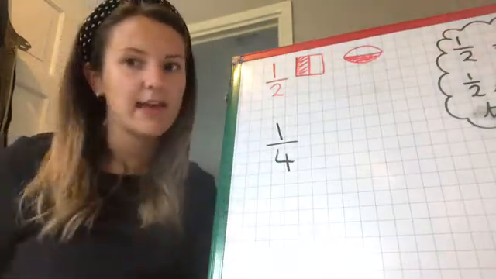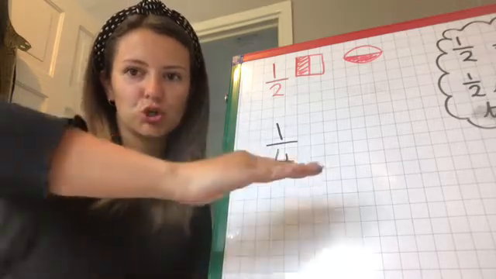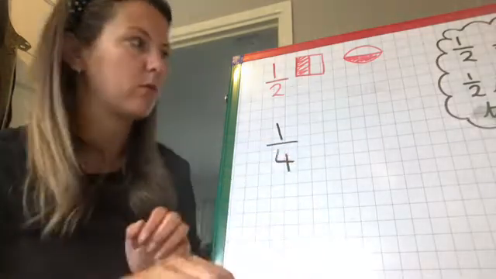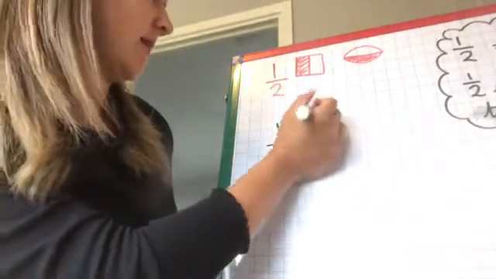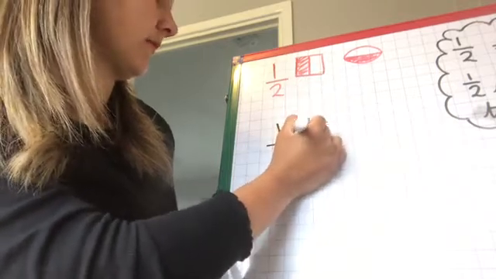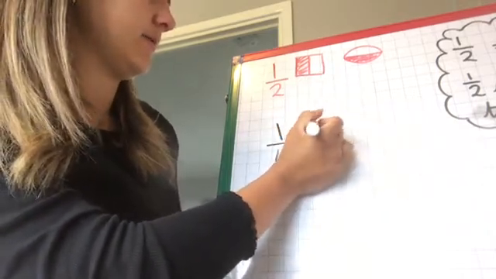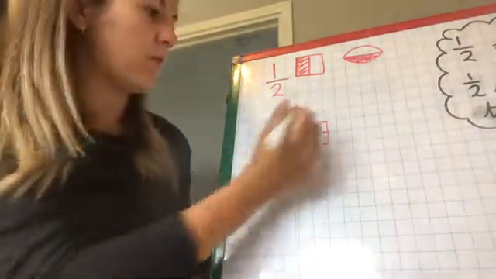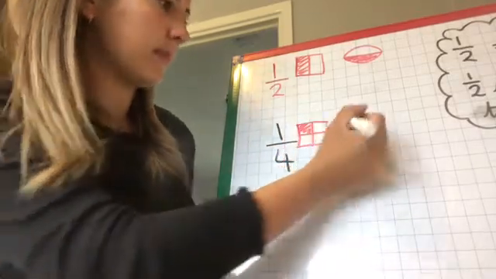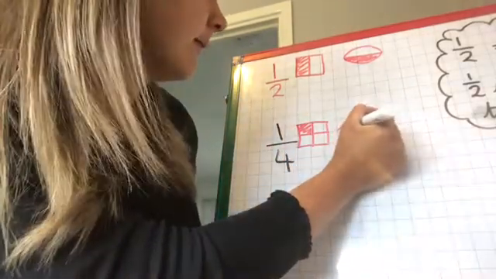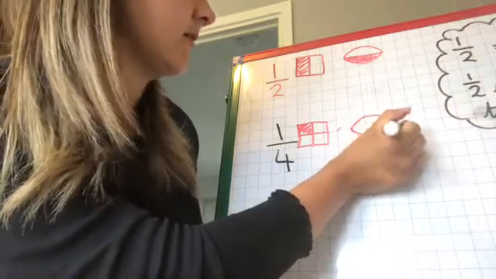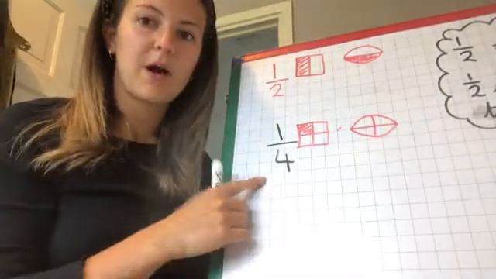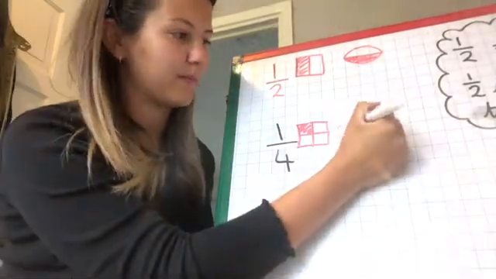Okay, let's look at a quarter. So fraction arms out, we ready? 4 equal parts make my whole, and I have 1 of those equal parts. So I'm actually going to draw the same shape. Use my wobbly lines. So 4 equal parts make my whole, and I have 1 of those equal parts. And again, here's my whole. 4 equal parts make my whole, and I have 1 of those equal parts.